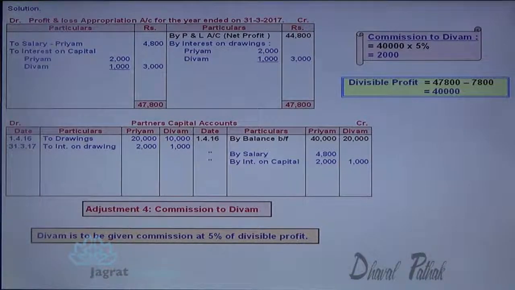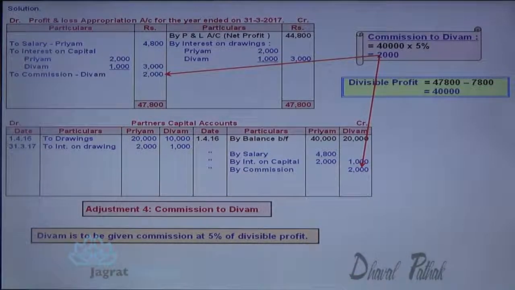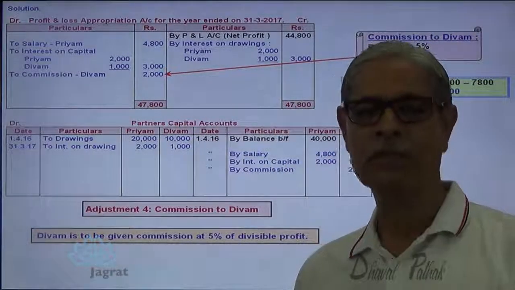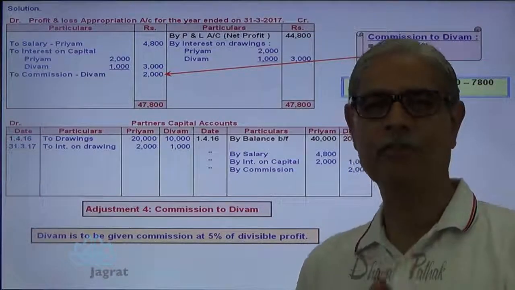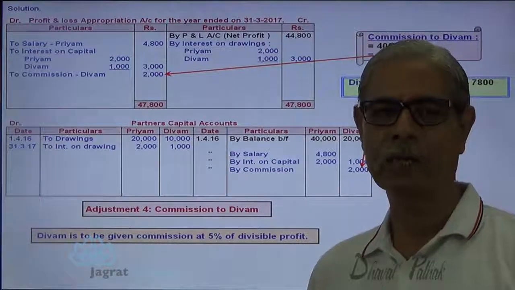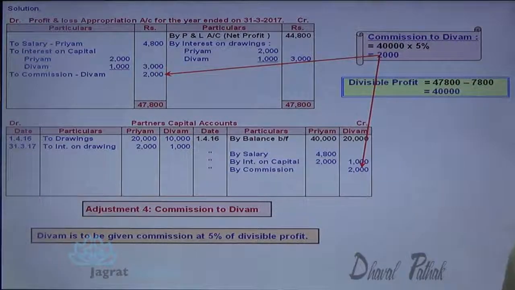Commission is also one type of appropriation of funds. So Divam's capital account is to be credited for this commission and profit and loss appropriation account gets debited for this commission. Now commission at the rate of 5% on divisible profit is also one mode of appropriation of profit, and that profit is appropriated. So appropriation account is debited, partner's capital account has been credited for that. If you want to write down the entry, commission to Divam account debit to Divam capital account credit, profit and loss appropriation account debit to commission to Divam account credit.